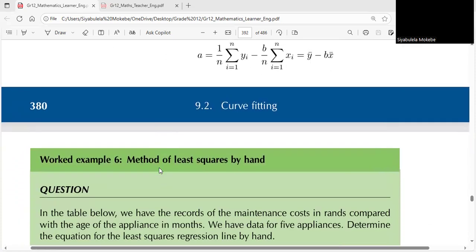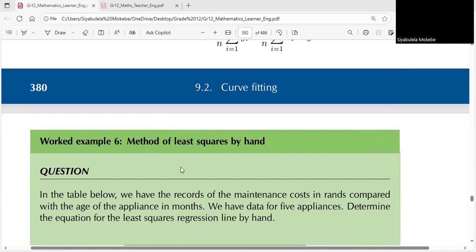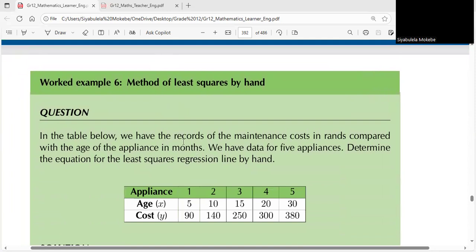So let's look at an example so that you can understand how this actually works. In the table below, we have the records of the maintenance cost in rands compared with the age of the appliance in months. We have data for 5 appliances. Determine the equation of the least squares regression line by hand.